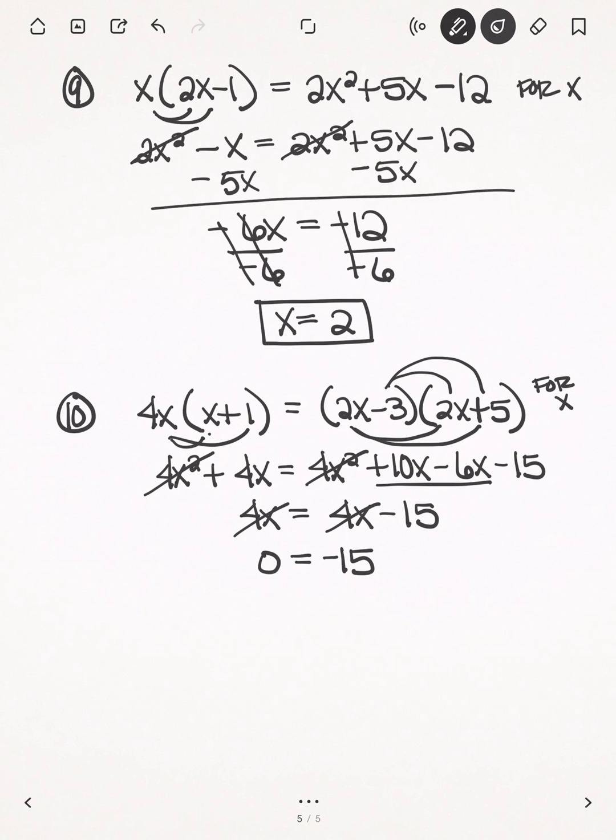Now, when your variables canceled out, we ended up with something that wasn't true. 0 does not equal negative 15. So what could our x possibly be to make this true? There is nothing x could be to make this true, because every time our x's are going to cancel out, whatever we put in for x will go away, and we'll be left with something that doesn't make sense. So the answer to this problem is no solution.